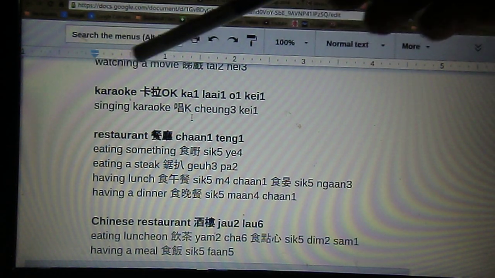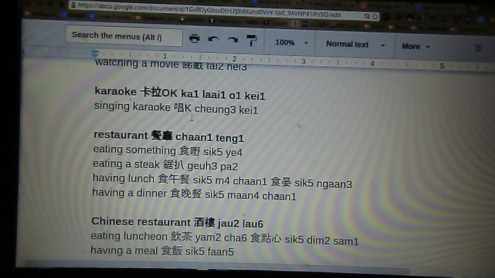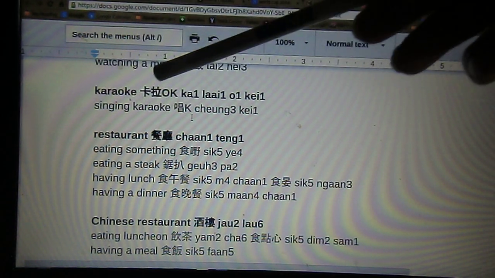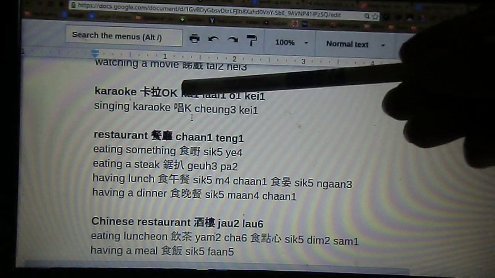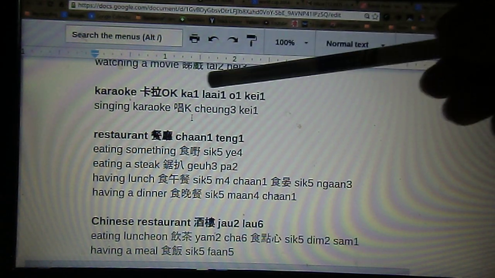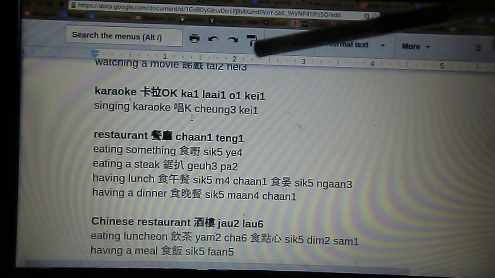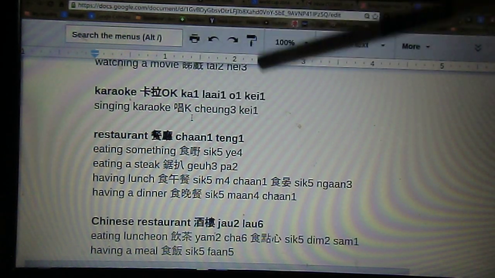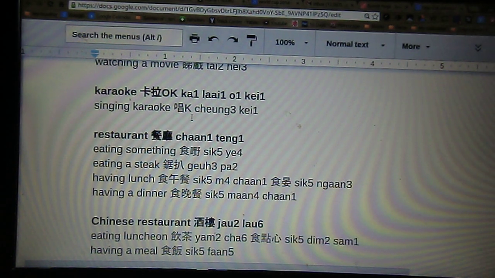Right? Karaoke, which is Japanese. But then in Hong Kong, we translate it into something like 卡拉OK, all in tone one. For most of the directly translated words, we use either tone 1 or tone 2, and most often we use tone 1. But then sometimes we use tone 2.